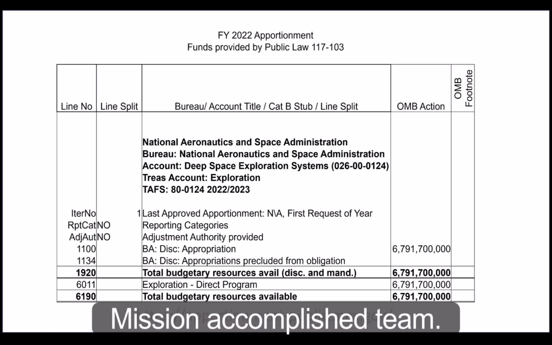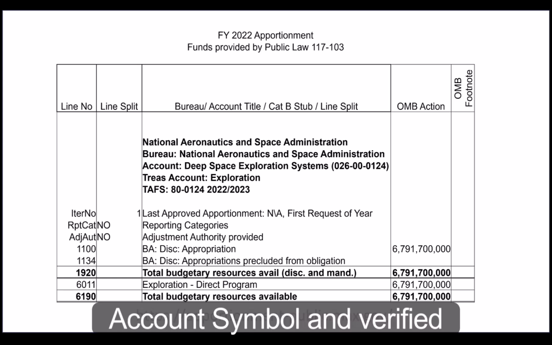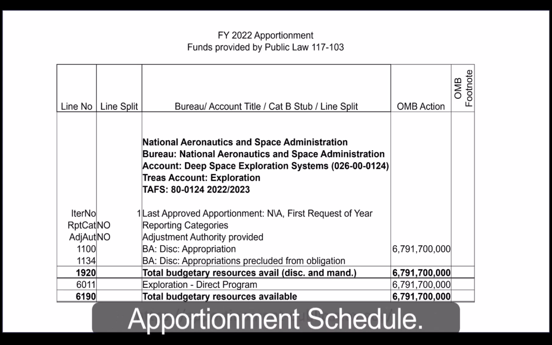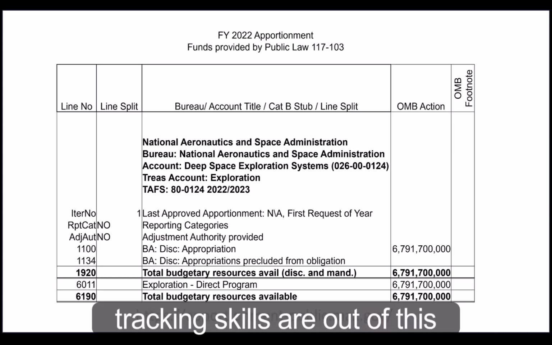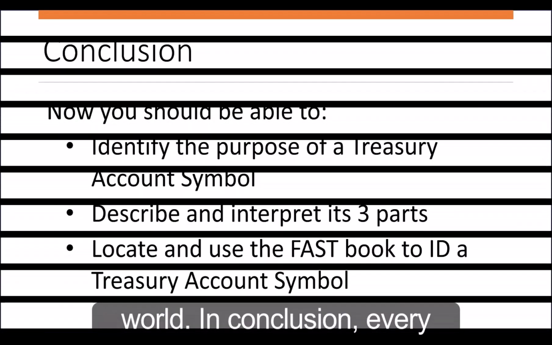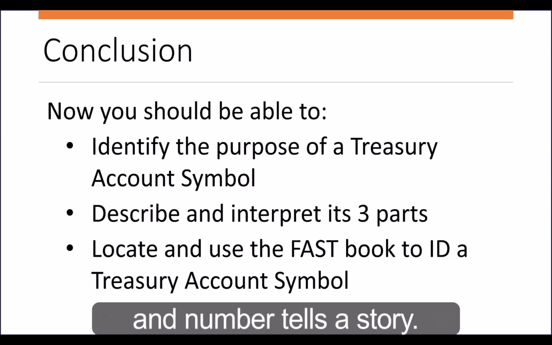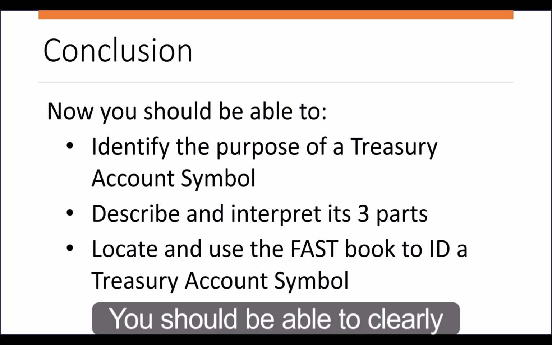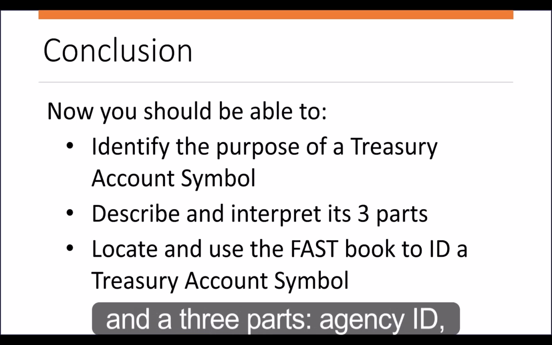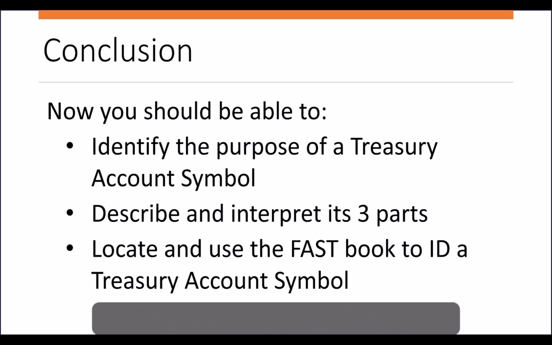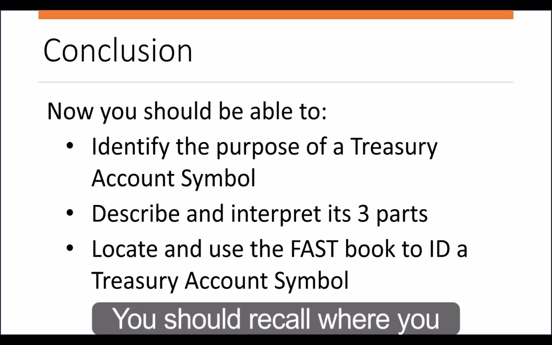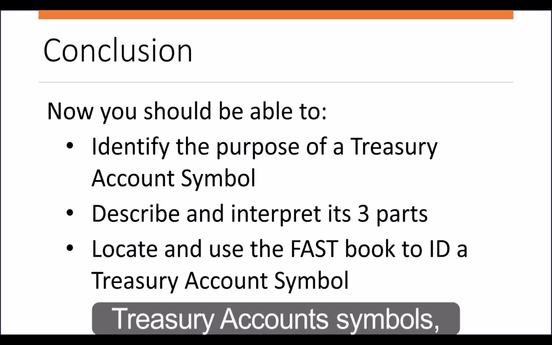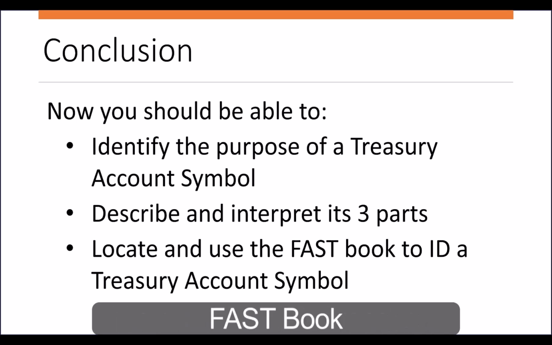Mission accomplished, team. We've located the Treasury account symbol and verified it against the official apportionment schedule, proving that our fiscal tracking skills are out of this world. In conclusion, every Treasury account symbol and number tells a story. You're now better equipped to read and understand those stories. You should be able to clearly identify the purpose of a Treasury account symbol and its three parts: the agency ID, period of availability, and main account. You should recall where you can find the most current Treasury account symbols listing in the U.S. Treasury Fastbook.